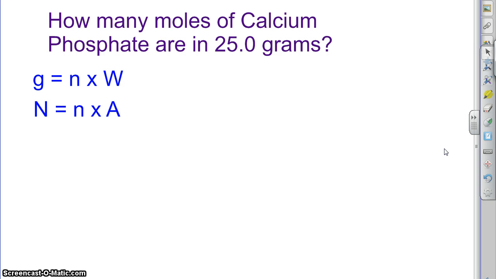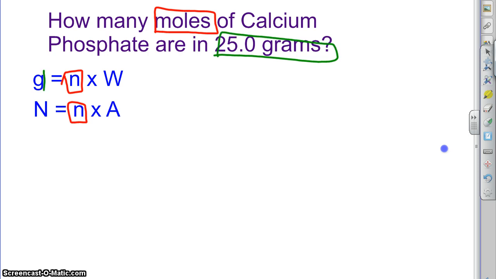So here's an example of something that you might be asked to do. How many moles of calcium phosphate are there in 25 grams? So we need to identify, first of all, what are we being asked? We're being asked for how many moles. So we're being asked to find moles. So we can use either formula now. So the question is, what do we have? Well, they give us grams, so we know grams.